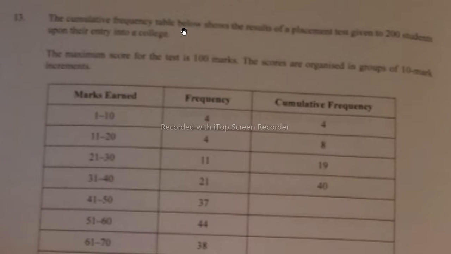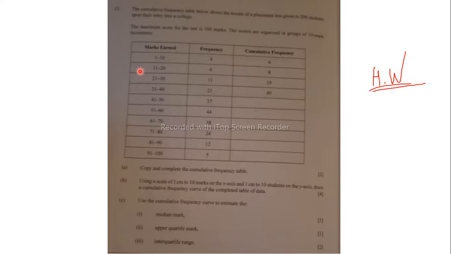Say the cumulative frequency table below shows the results of a placement test given to 200 students upon their entry into college. The maximum score for the test is 100 marks. The scores are organized in groups of 10 mark increments. So consider that.